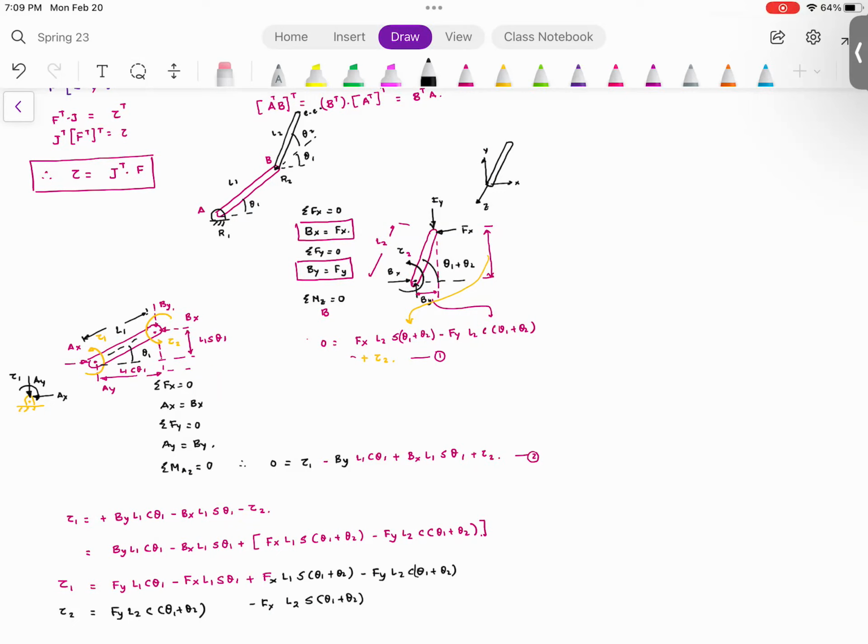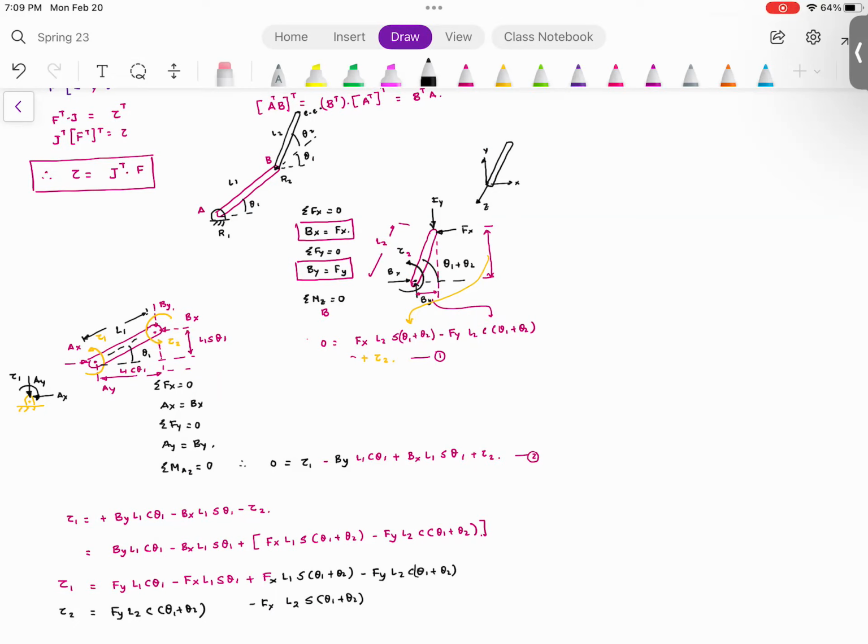Everyone understood this? Now, what I did, I applied summation of the equilibrium conditions and found that the moment about B is equal to zero. Please understand Vx and Vy: since they are going through this point, the moment given by these two forces is zero because the lever arm is zero. So only moments are given by Fx and Fy. So I found out the value of tau 2.